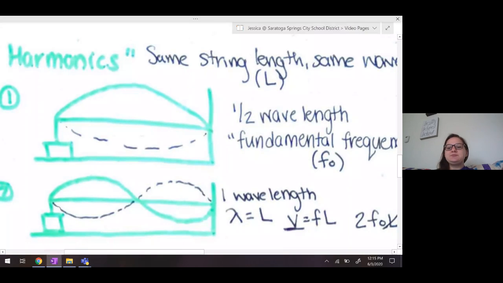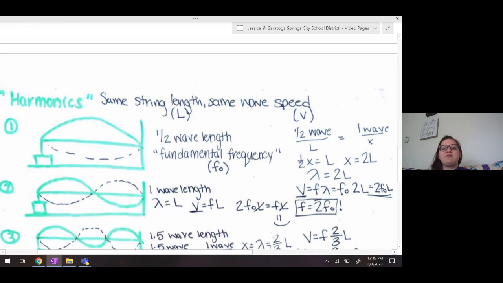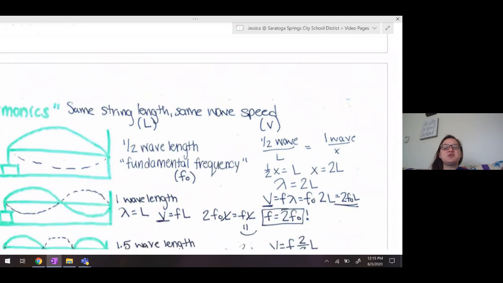A lot of the times the questions that are going to be asked are like, if you're presented with the picture, what's the wavelength? In this case, we have half of a wave in a string length L. Now we can set up a proportion to figure out what the actual wavelength is.